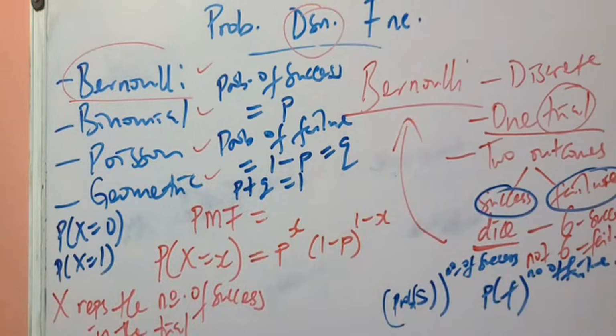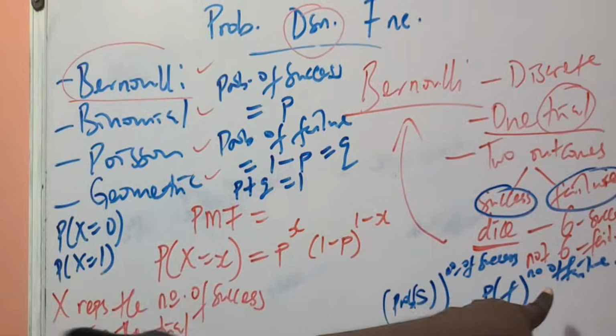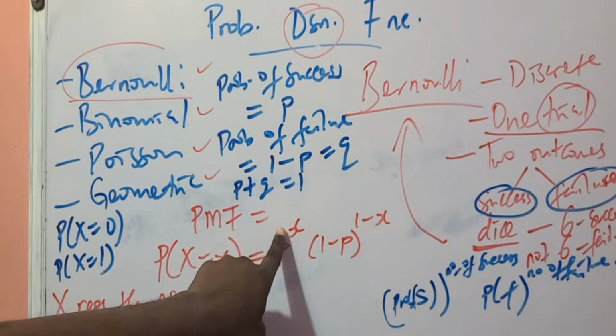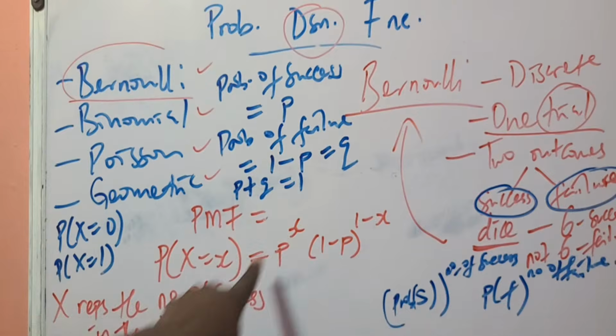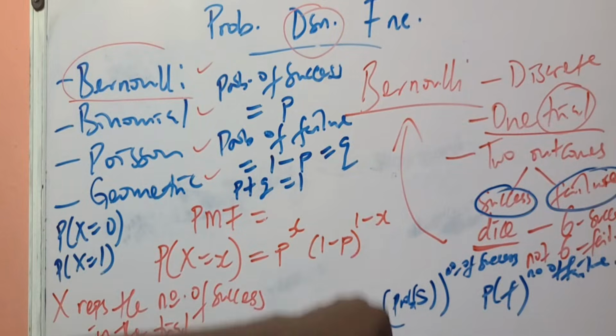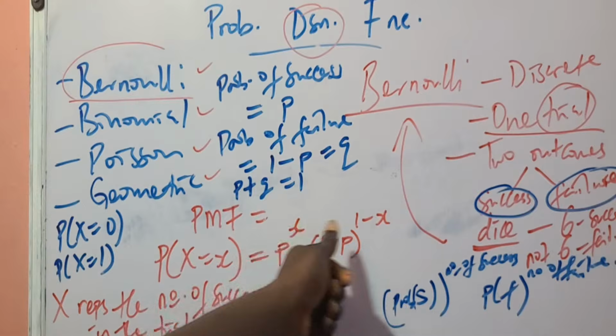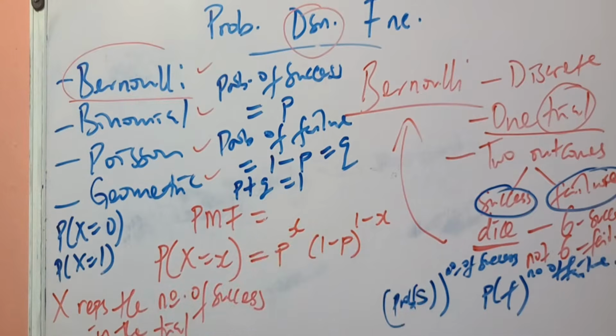Now, look at what I wrote here. We have one trial. That's the reason why we're having 1 here. I said number of failure. If X represents the number of success, you obviously understand that 1 minus X should represent the number of failure. Let me say that again. If X represents number of success, 1 minus X will represent number of failure because we have only one trial.